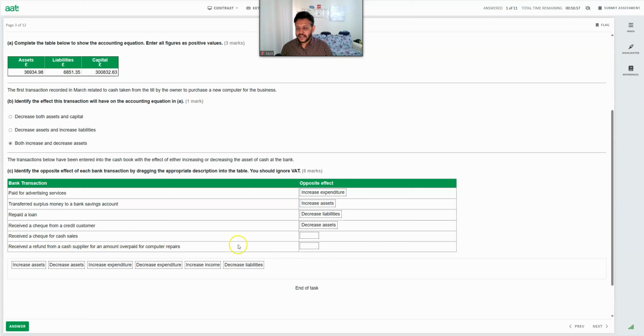Received a check for cash sale. That's income. If I receive any money because of the sale, remember that sales is income, purchase is expense always.